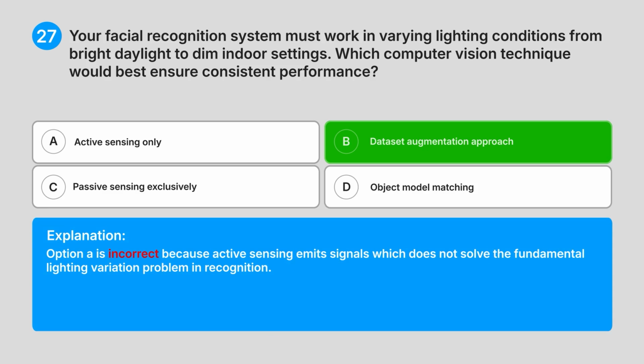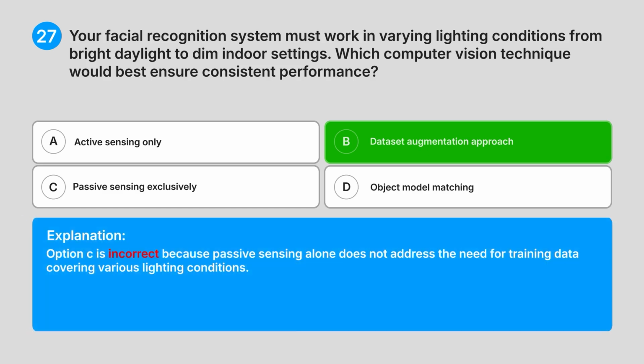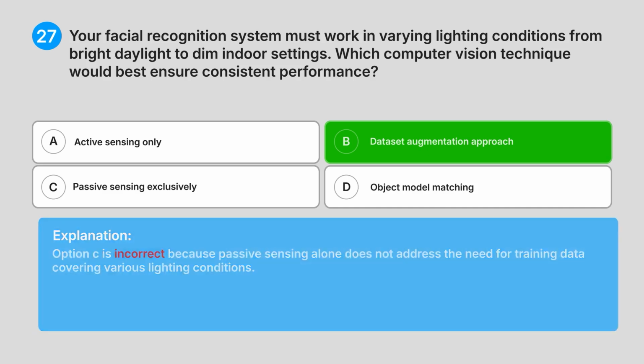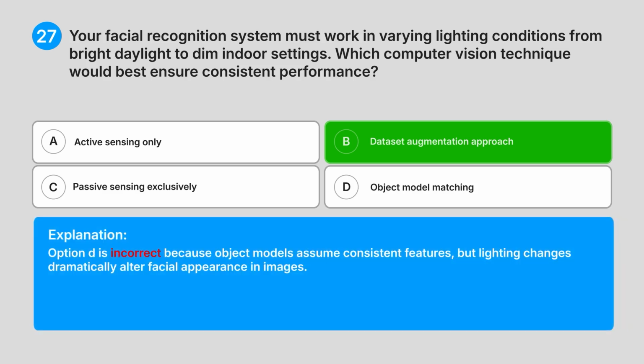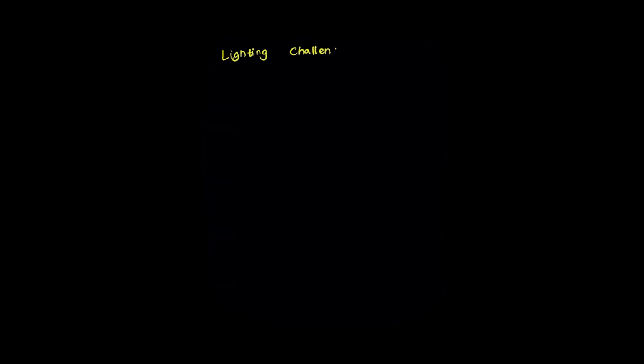Option A is incorrect because active sensing emits signals, which does not solve the fundamental lighting variation problem in recognition. Option C is incorrect because passive sensing alone does not address the need for training data covering various lighting conditions. Option D is incorrect because object models assume consistent features, but lighting changes dramatically alter facial appearance in images. Dataset augmentation emerges as the key solution for handling lighting variations in facial recognition.